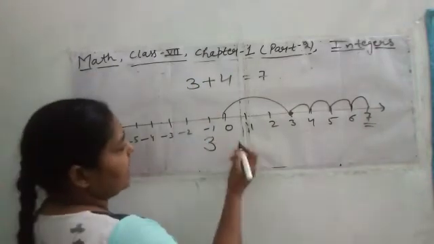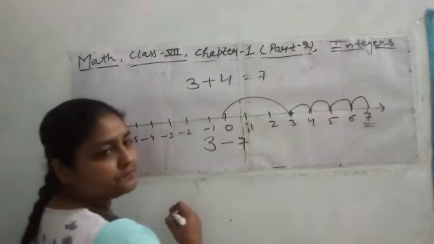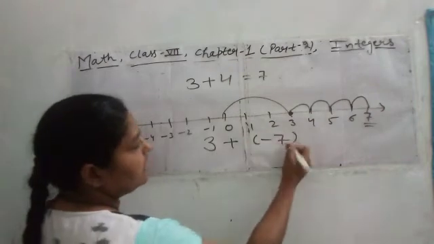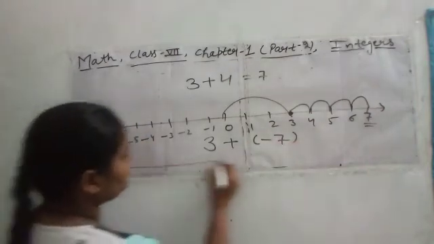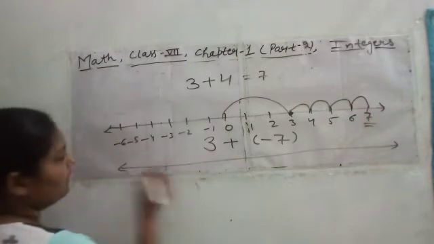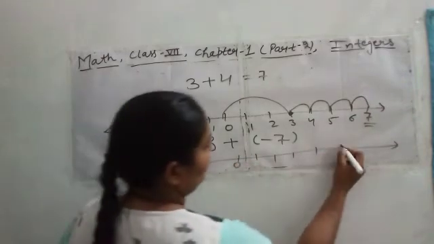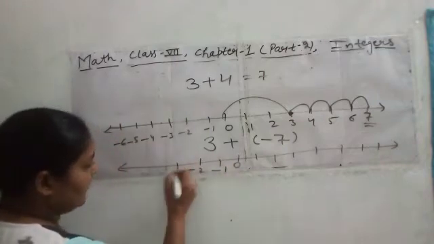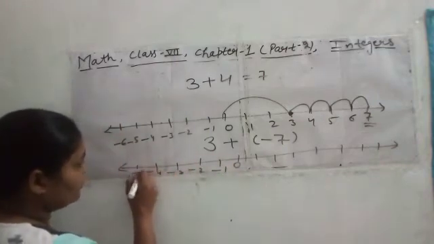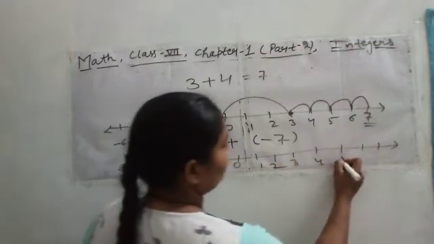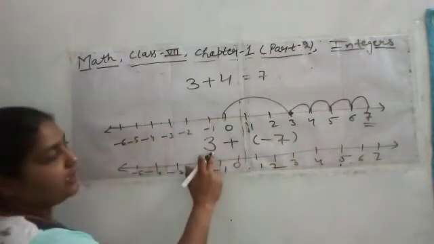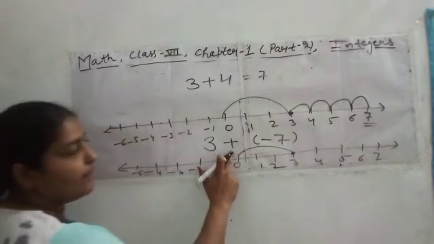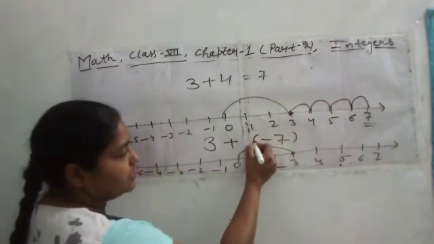If I write 3 minus 7, show it on the number line. The question can be given like this also: 3 plus minus 7. You have to make one number line. 0. All positive numbers will be to the right of 0 and negative numbers will be to the left of 0. Here is 3. Firstly you have to go from 0 to 3. After that, plus minus. Here it is showing a multiply sign.